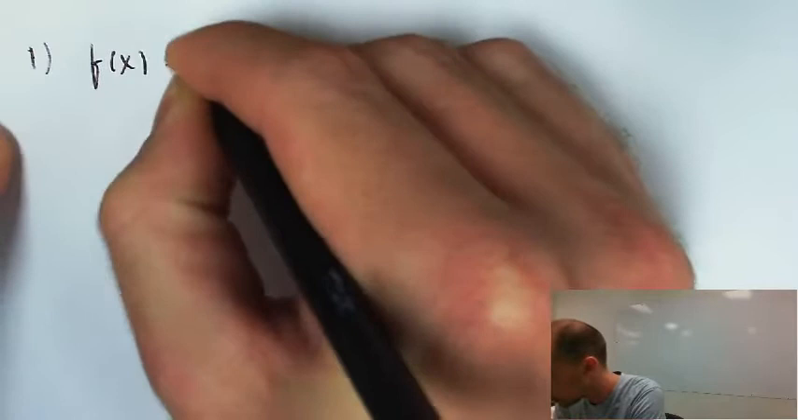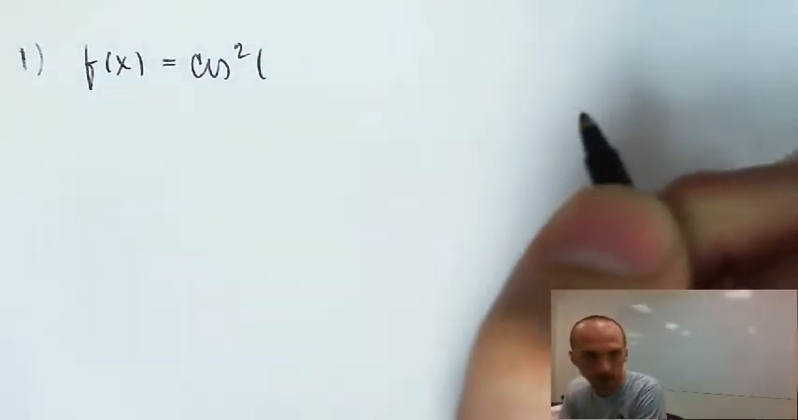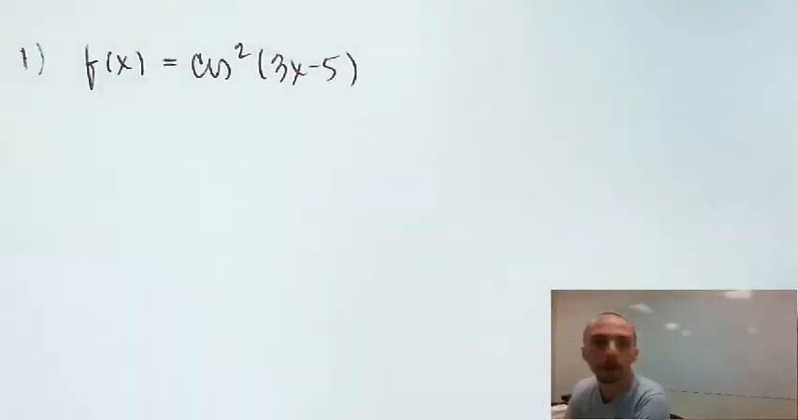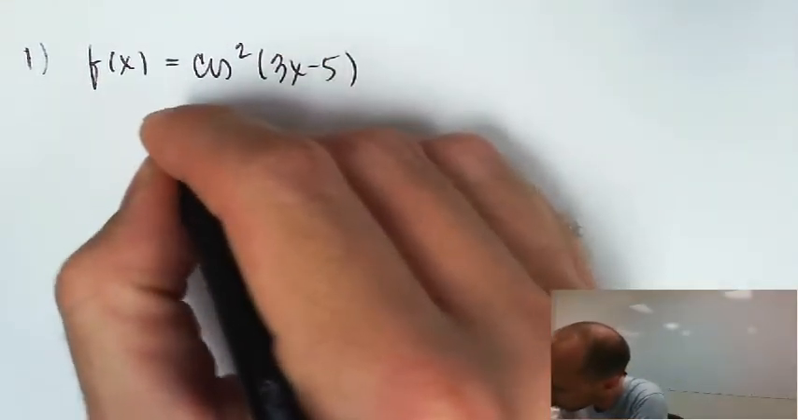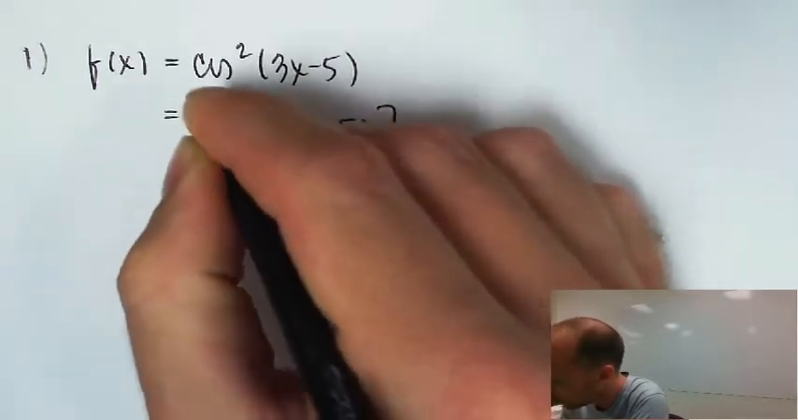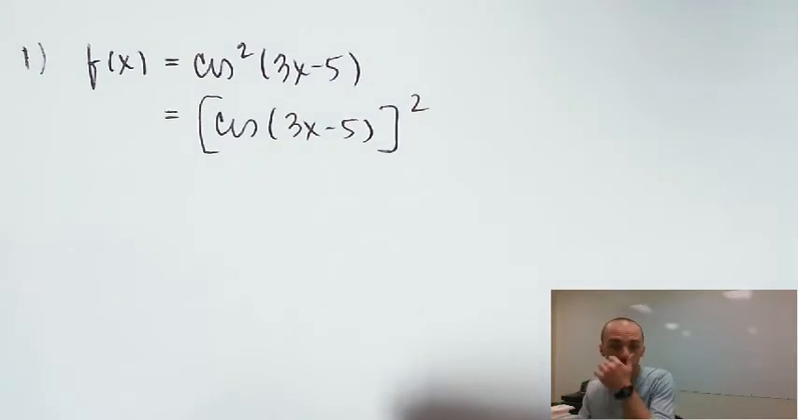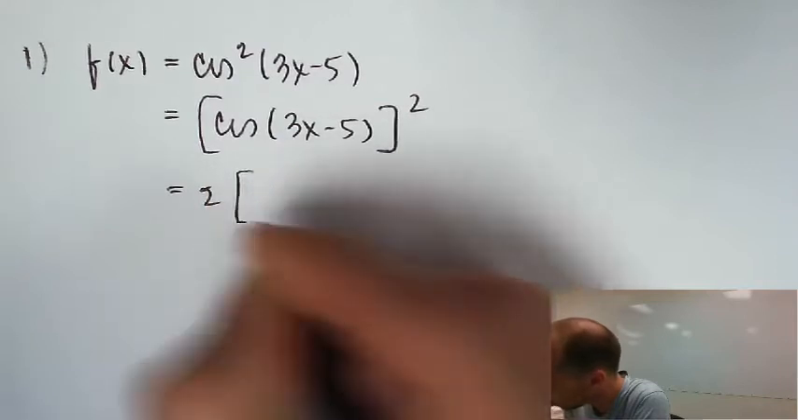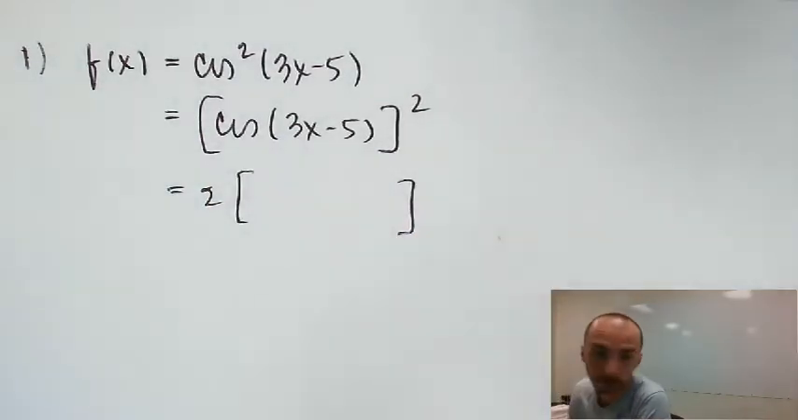If f of x is cosine squared of 3x minus 5, then f prime of x is equal to what? Well, that's going to be cosine of 3x minus 5, and then squared. So this is a chain rule question. I'm going to start with the outside power rule: 2 times that thing to the first power times its derivative.